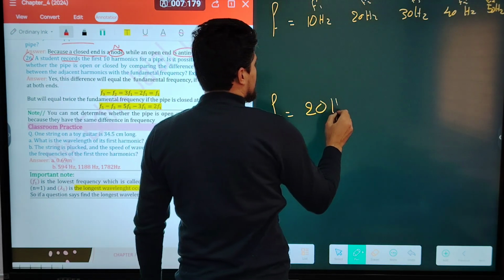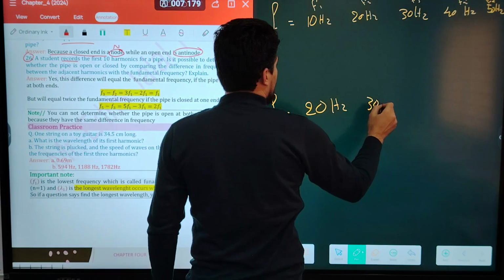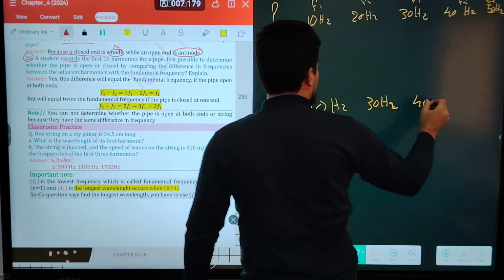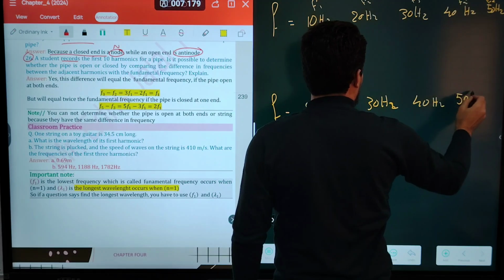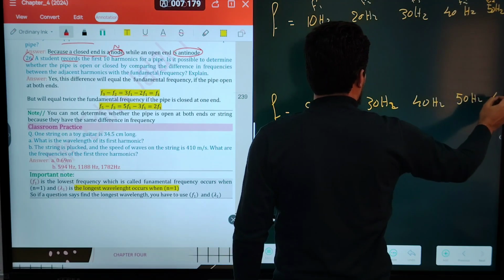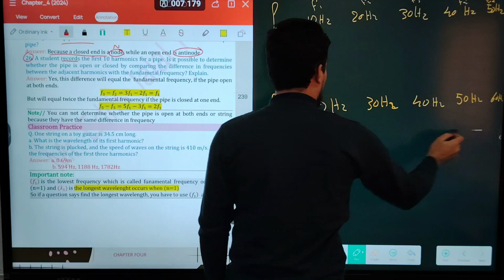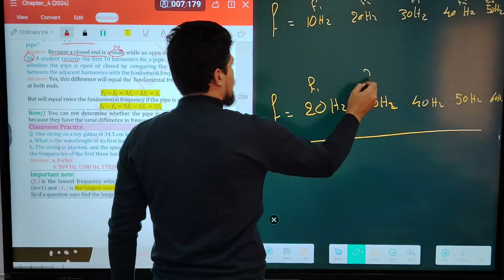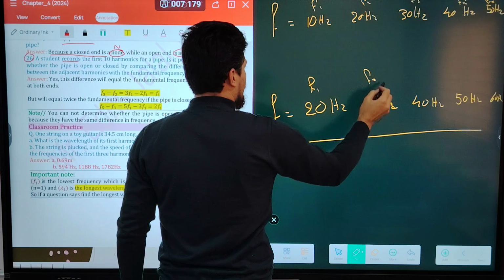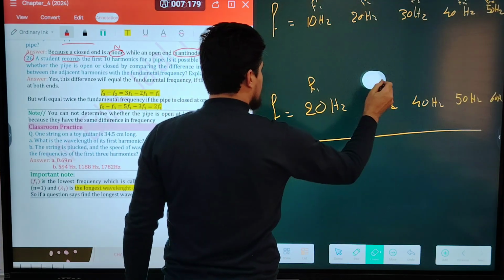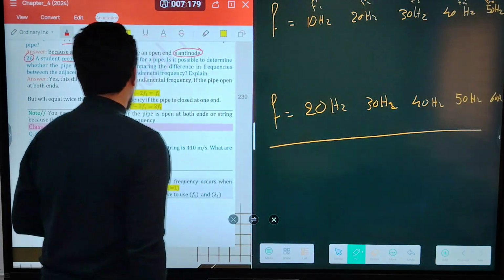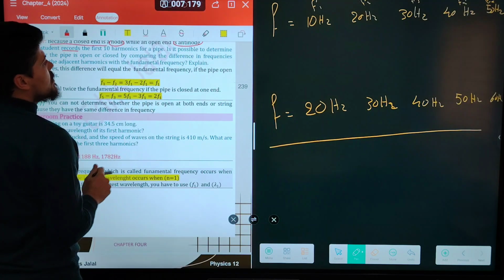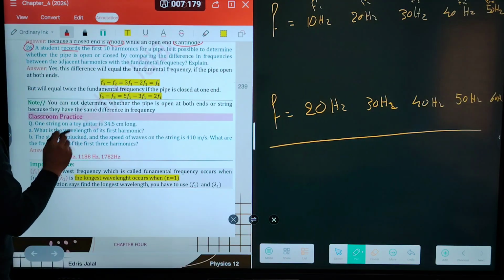Okay? 20 hertz, 30 hertz, 40 hertz, 50 hertz, 60 hertz. Okay? Assume that we have 10 harmonics. Okay? This is F1, F3. Okay? And it is not necessary to write this down. Okay, now I'm going to tell you why. If a student records 10 harmonics for a pipe, is it possible to determine whether the pipe is open or closed?